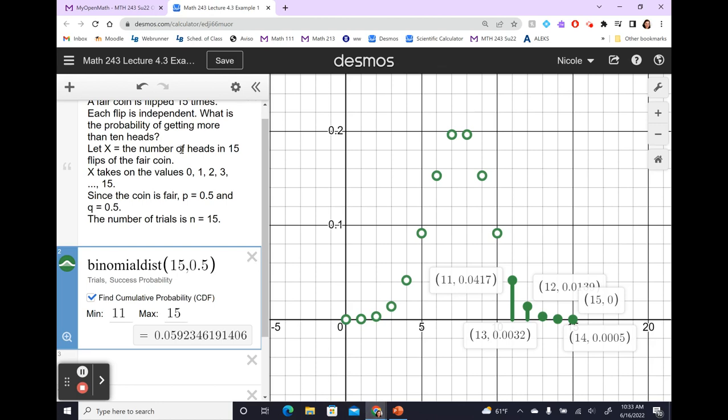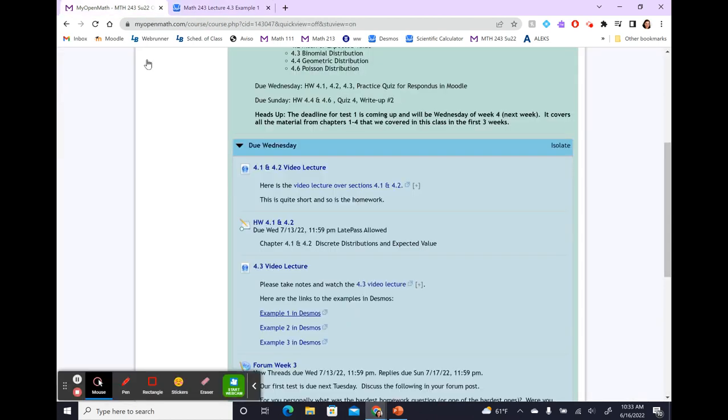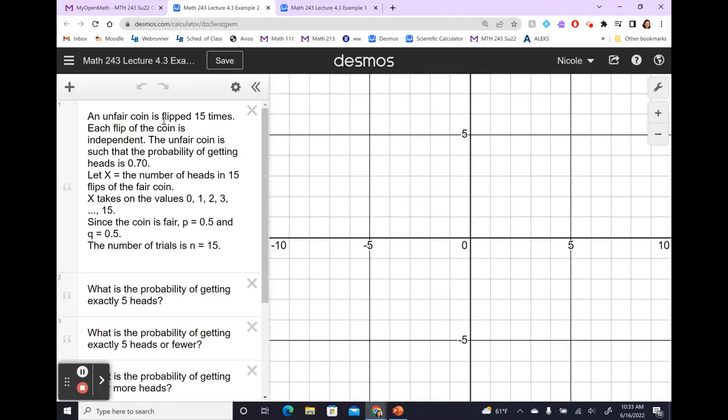Let's do another example. To load up this example, go back to where we were and this time choose example 2 in Desmos. All right, so let's try another example using binomial dist in Desmos. An unfair coin is flipped 15 times. So same number of flips, but this time it's an unfair coin. Each flip of the coin is independent. So again, what you get on your first flip isn't going to affect what you get on your second flip. The unfair coin is such that the probability of getting heads is 0.7.